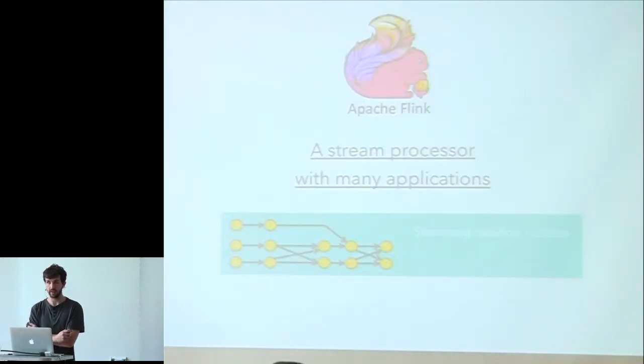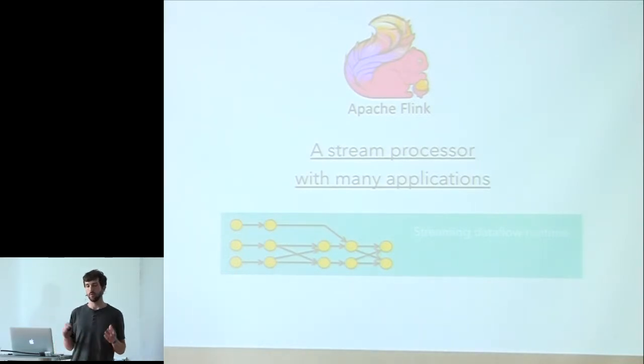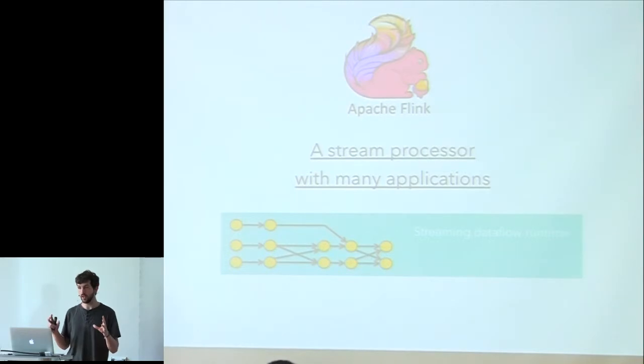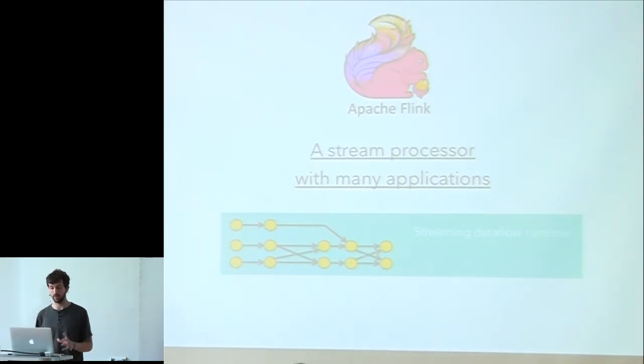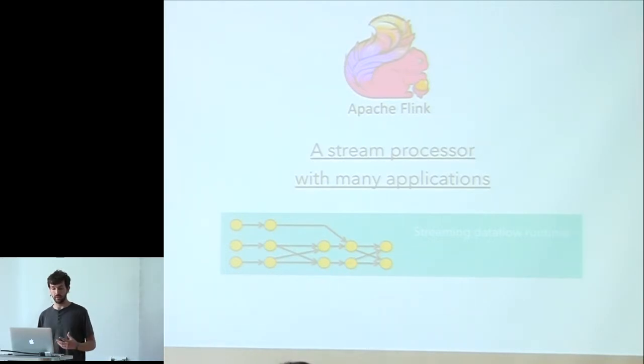So having said that, what really is Apache Flink? If you break it down and try to simplify it as much as possible, you could call Apache Flink a stream processor, with which you can realize a lot of applications. At its heart, we have the streaming data flow runtime, which interprets all the programs you write as a data flow graph and runs it in a distributed streaming fashion.